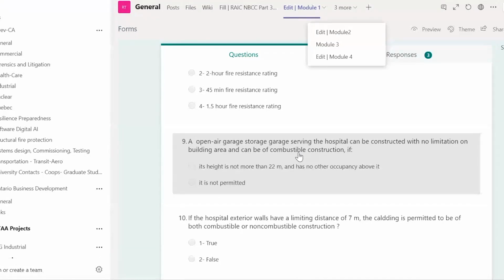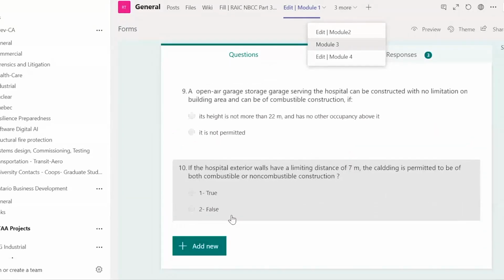Right. And my next question will be for number 10, which is also talking about the hospital exterior wall that has a limiting distance of 7 meters. The cladding is permitted to be both combustible or non-combustible construction. Yeah. So I was also having difficulty finding this information because I was looking at the table of the limiting distance, and that doesn't specify, like I couldn't find it actually.